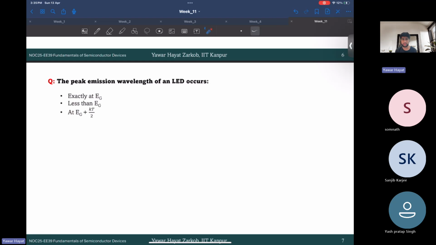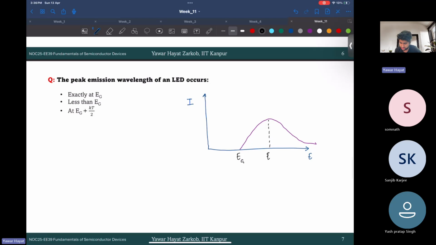Now the peak emission wavelength of an LED, right? So Eg plus KT by 2, sir. It's Eg plus KT by 2, correct. Let me draw this and let's have a short discussion. So this is your I versus E, and it somewhat looks like this. It starts at what? Eg. This is Eg. And then, as you mentioned, the peak emission wavelength occurs corresponding to the energy Eg plus KT by 2. So this is situated KT by 2 to the right of the band edge.